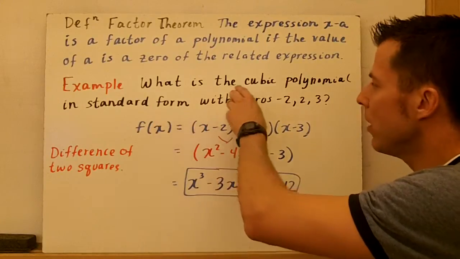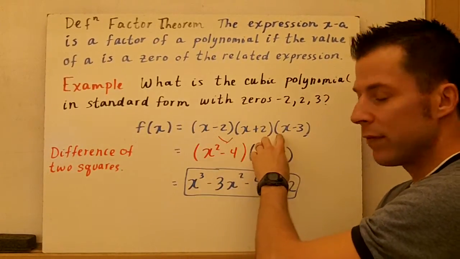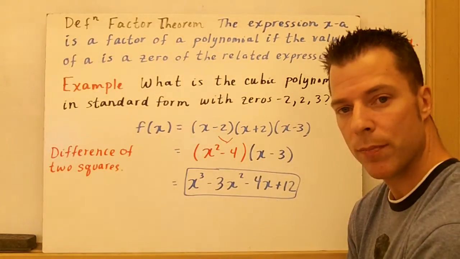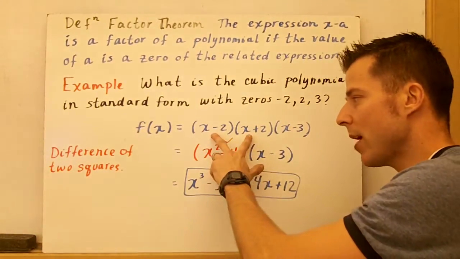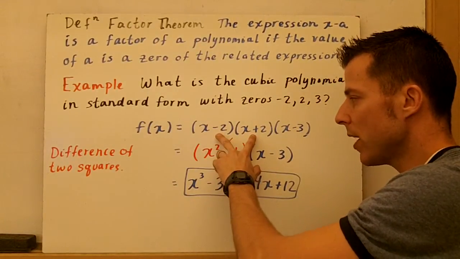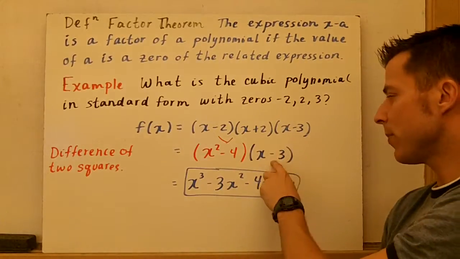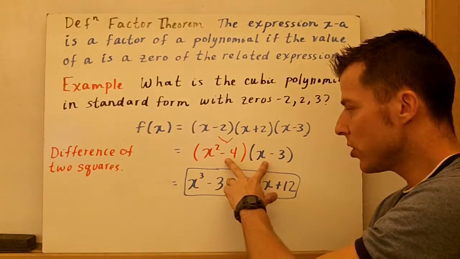So if you notice here in red, that's the difference of two squares pattern. They want to know the cubic polynomial in standard form. This is factored form, so I have to multiply those binomials out. It just so happens we have that difference of two squares pattern here. They're conjugates, so I get x squared minus 4. And then I just have to multiply that by x minus 3 using the distributive property.